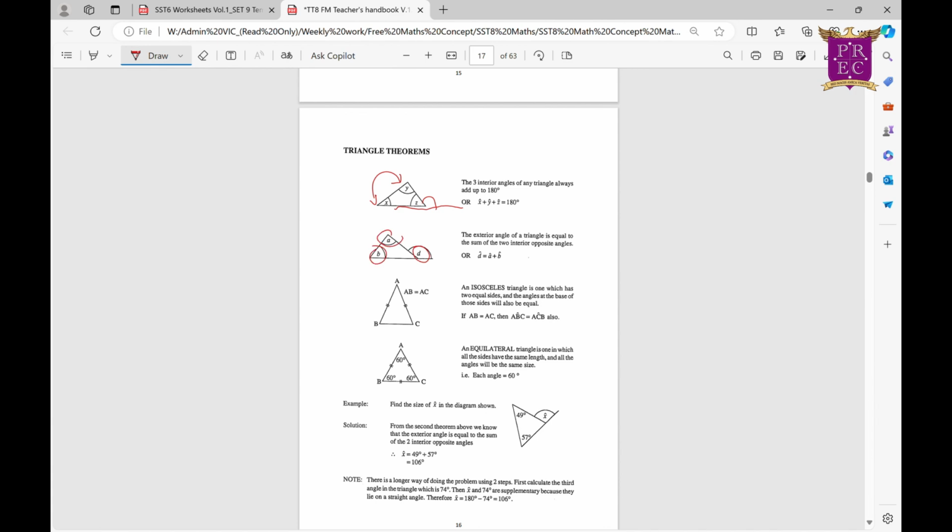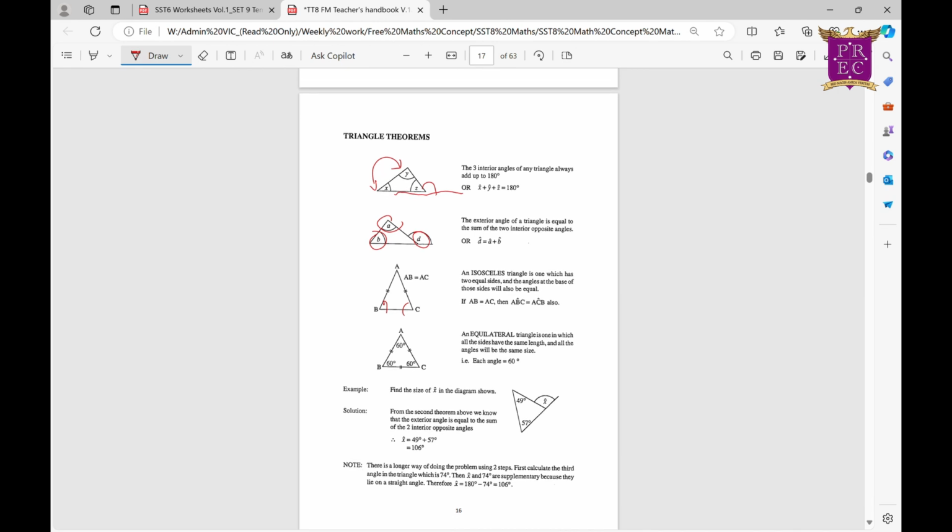Okay, you guys know what isosceles triangles are. They've got two equal sides. So AB and AC are equal, and therefore these angles are also equal. Equilateral triangles are triangles with three similar sides, so the angles are always 60 degrees. Here's an example of what we did. To find out x, we just add up 49 and 57, which gives us 106.